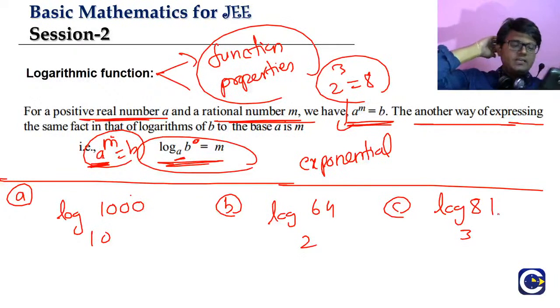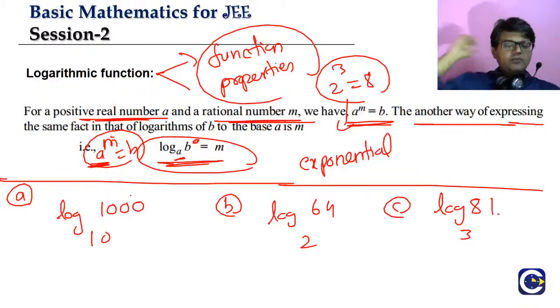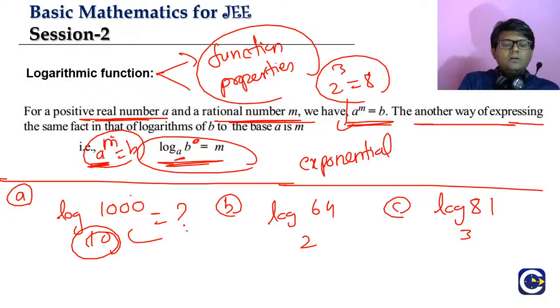In each case the base is changing, isn't it? First, A: log of 1000 to the base 10. B: the base is 2, log of 64 to the base 2. C: log of 81 to the base 3. I'm waiting for your answers. So what is this supposed to give us? How many times should we raise 10 so that we will get 1000?